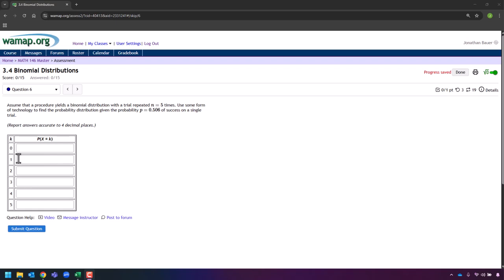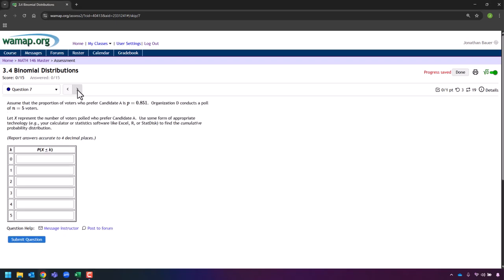We're looking for the probability of success for 0, 1, 2, 3, 4, 5, 6. Now this is question 6, and question 7 is similar. I like question 7 just a little bit better because it has a context here. So it says, assume the proportion of voters who prefer candidate A is P equals 0.851. Organization D conducts a poll of n equals 5 voters. Let X represent the number of voters polled who prefer candidate A. Use some form of appropriate technology to find the cumulative probability distribution.